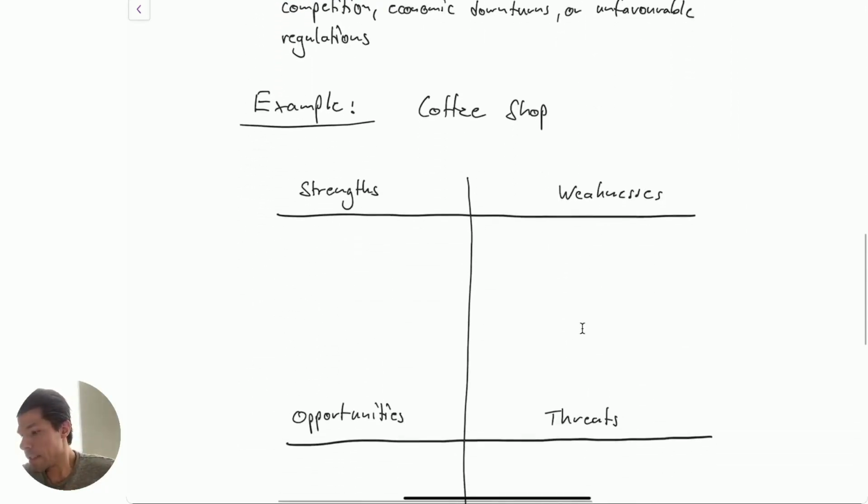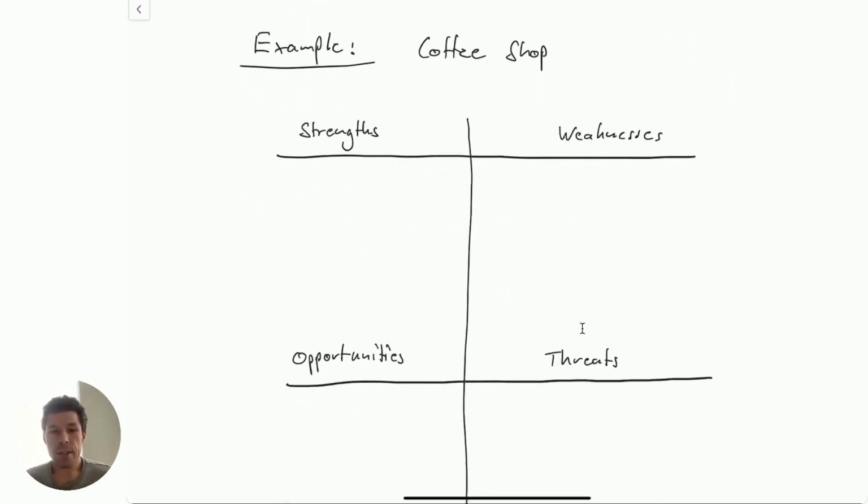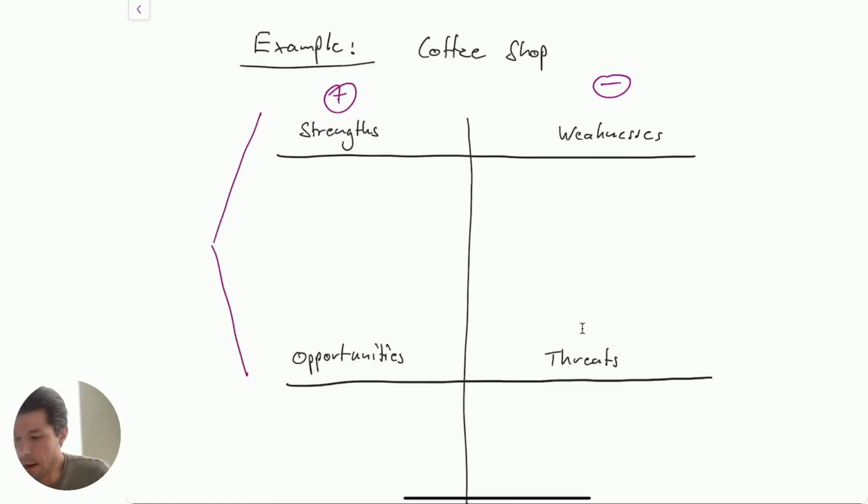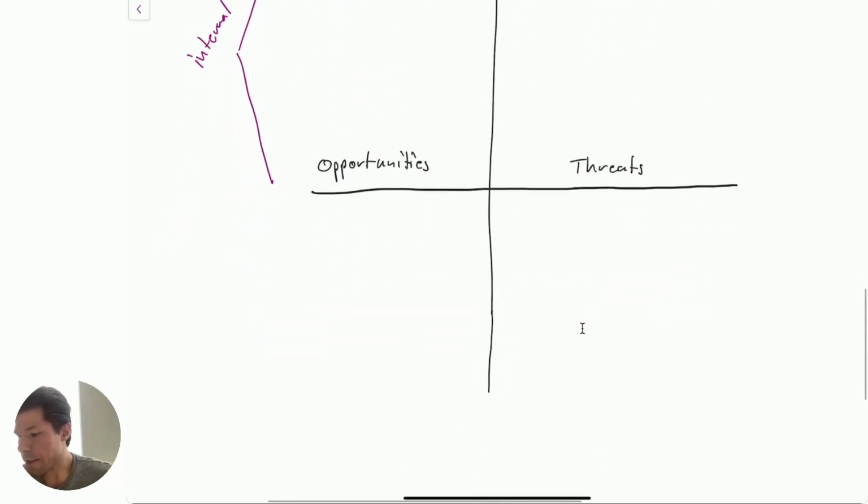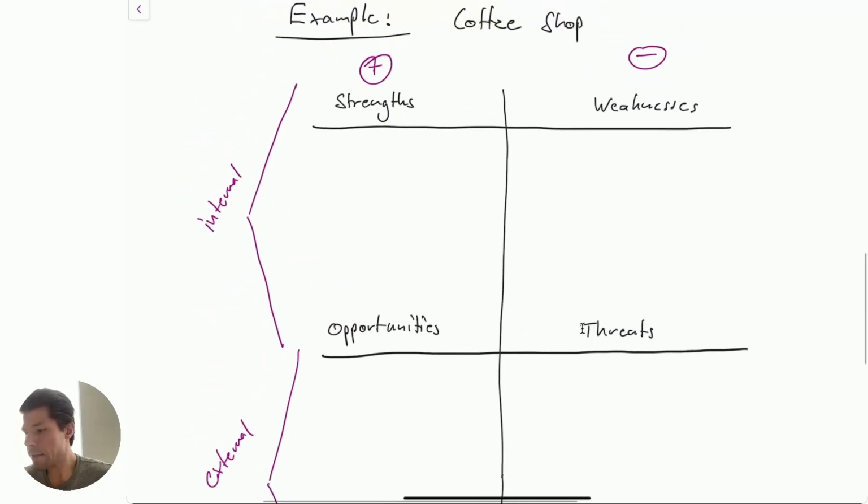Let's test the framework on a very simple example. Let's look at a coffee shop. Coffee shop, strengths, weaknesses, opportunities, and threats. Weaknesses and threats are negative. Strengths, opportunities are positive. The first part here are internal characteristics or factors, and this part here, opportunities, threats, are external factors, as discussed before.